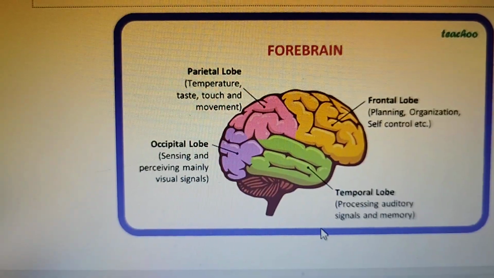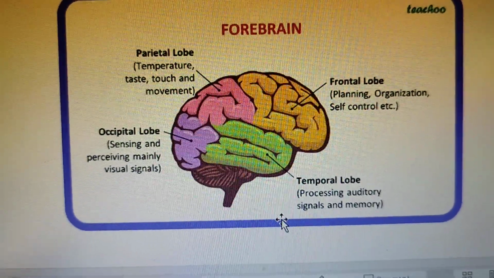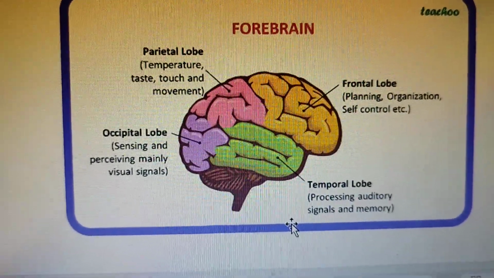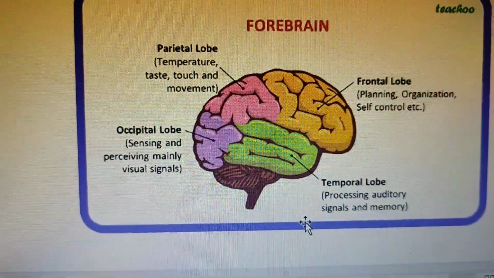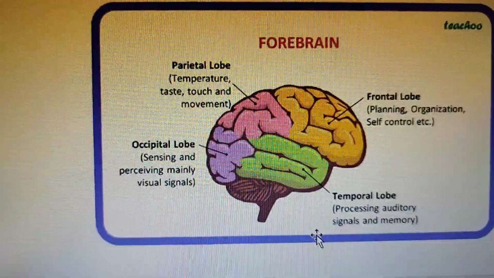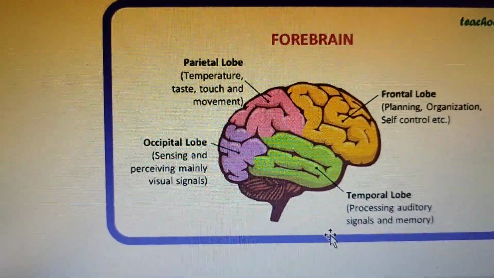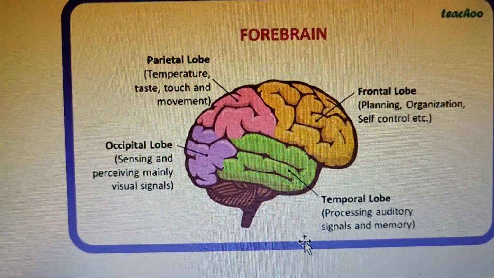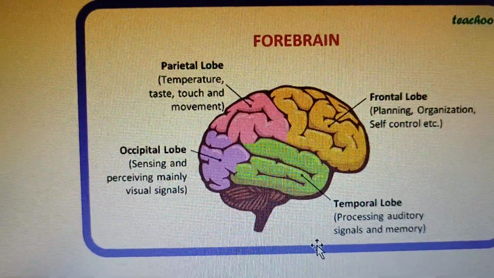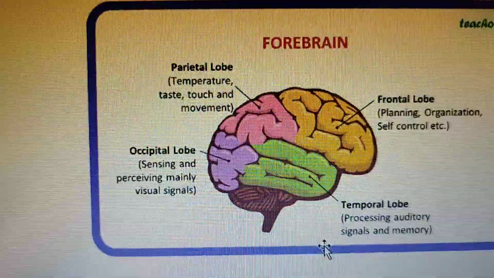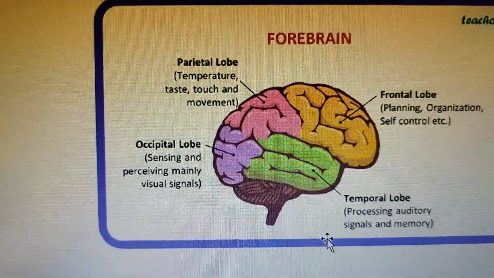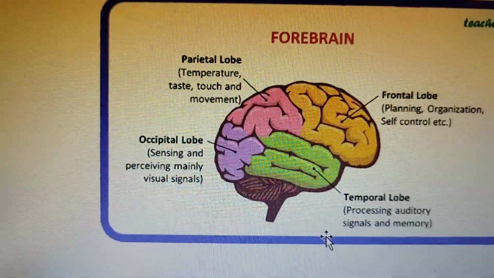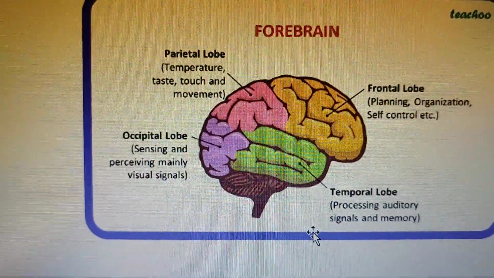In our forebrain you can see there are different lobes. What is the need of the lobes? Each lobe performs different functions and activities. For example, the frontal part of the brain helps to make your planning, to organize any program and helps in self-control. The parietal lobe helps in temperature, taste, touch and movement; all the stimuli you can feel. The occipital lobe is the sensory part which helps our visual function related to our eyes. The temporal lobe helps in auditory function and memory.